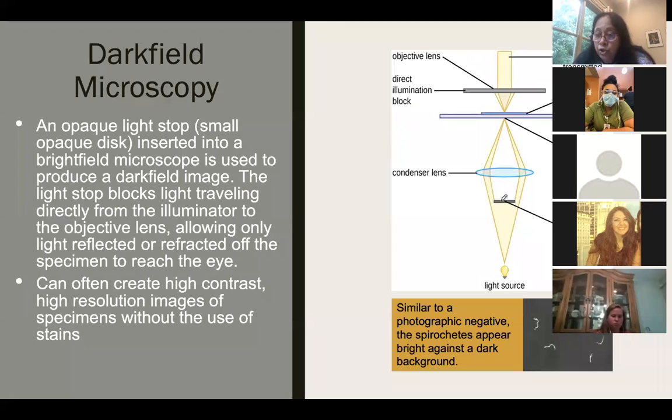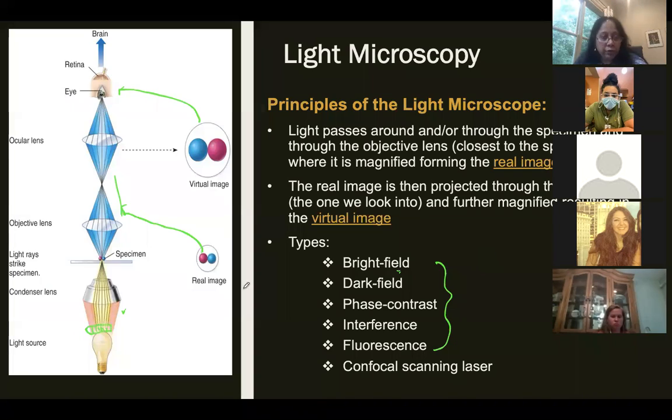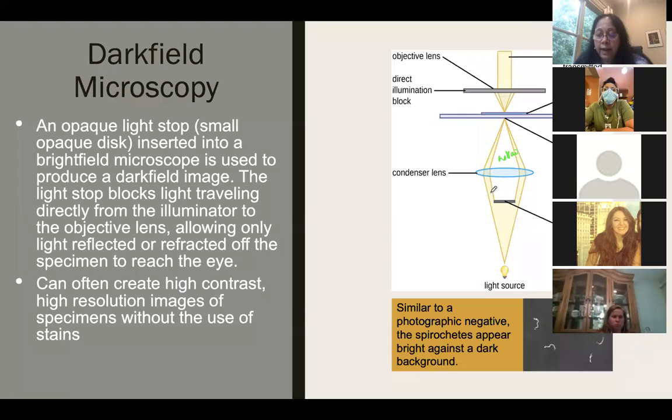Now, because we partially stop the light, very little light can go through the condenser. As a result, the condenser makes a hollow cone of light. Do you see? This cone is hollow. So this is a hollow cone of light, versus if you see over here, this cone is filled up with all the light rays. Okay, so that's the difference between dark field and bright field. So this part is hollow. We don't have any light rays.